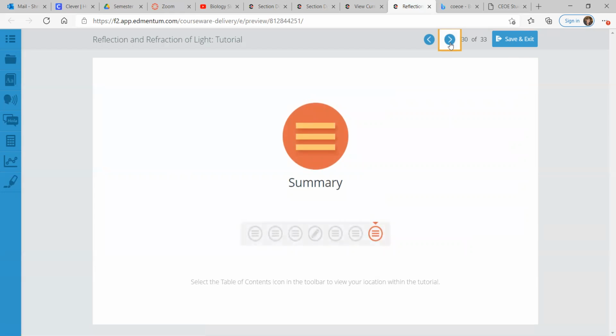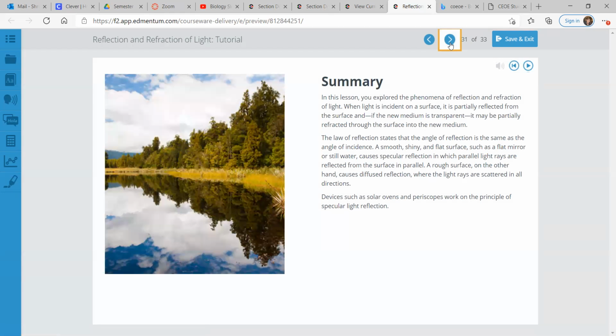And now that's it. We're back on the summary again. So in this lesson, you explore the phenomena of reflection and refraction of light. When light is incident on a surface, it is partially reflected from the surface. And if the new medium is transparent, it may be partially refracted through the surface into the new medium.